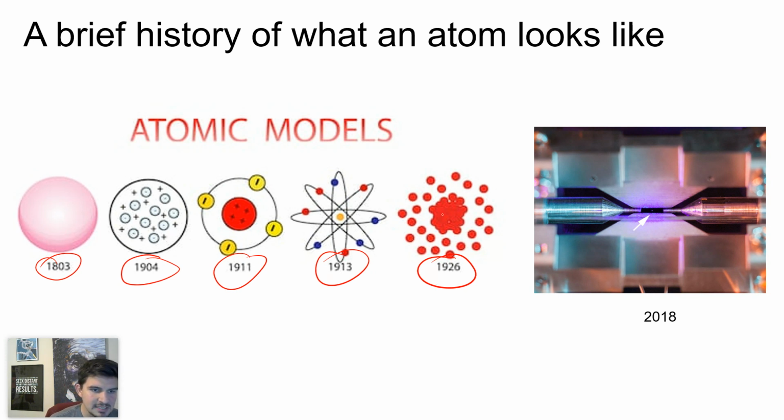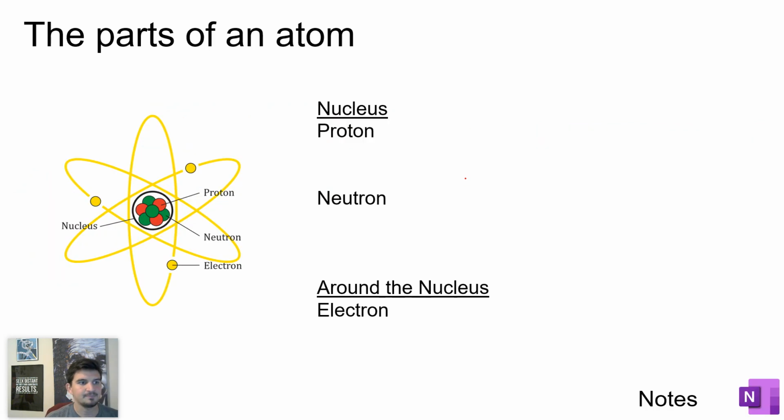And then finally in 2018, almost 100 years later to the day, we got our first picture of an atom. It's that tiny speck in the middle, and it kind of looks like what the guy in 1803 said, so who really knows who's right? We do. It's this guy.